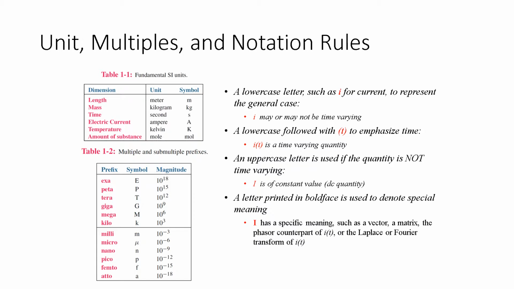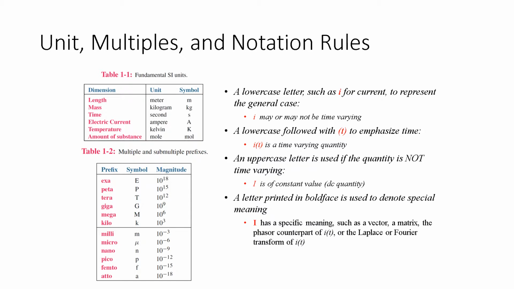So, in general, we use lowercase letters in electrical engineering to represent general cases. So i, for instance, is the symbol we assign for current. i might or might not be time varying. We don't really know; we haven't set that up ahead of time. So if you have 3 amps of current going through a wire, which is a fair bit of current, we would probably specify i equals 3 amps.